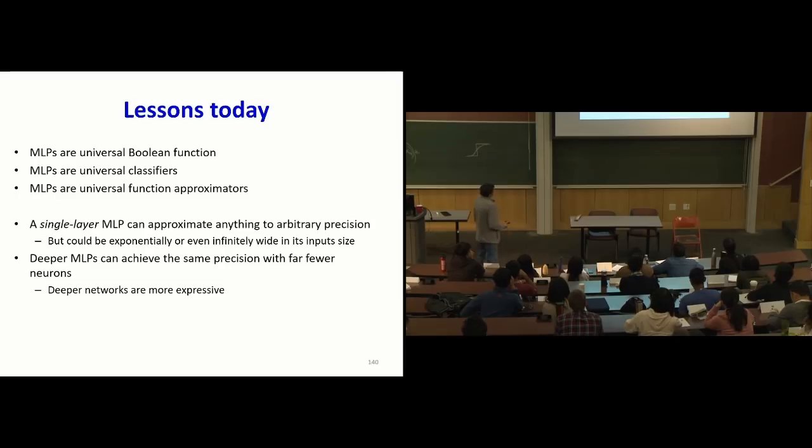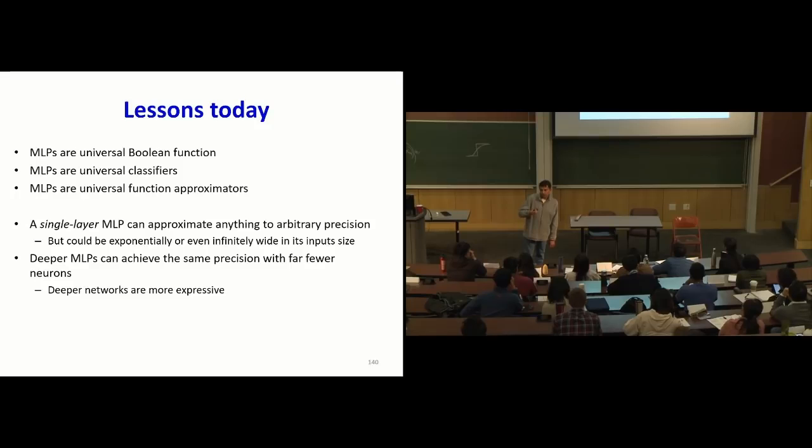Anyway, I'll stop here. Here's what we saw. MLPs are Boolean functions. They're universal classifiers. They're universal function approximators. A single layer MLP can approximate pretty much anything to arbitrary precision, but could be exponentially large. Deeper MLPs can achieve the same or even greater precision using far fewer neurons, which means deeper networks are more expressive. For any fixed number of parameters, a deeper network can model a larger class of functions with precision than a shallower network can.